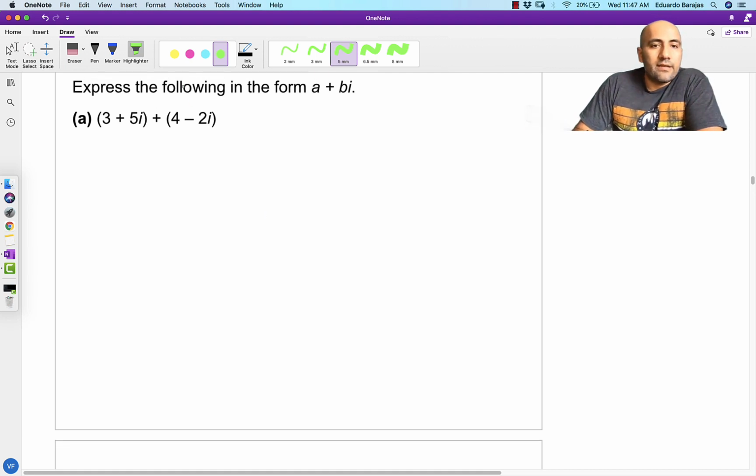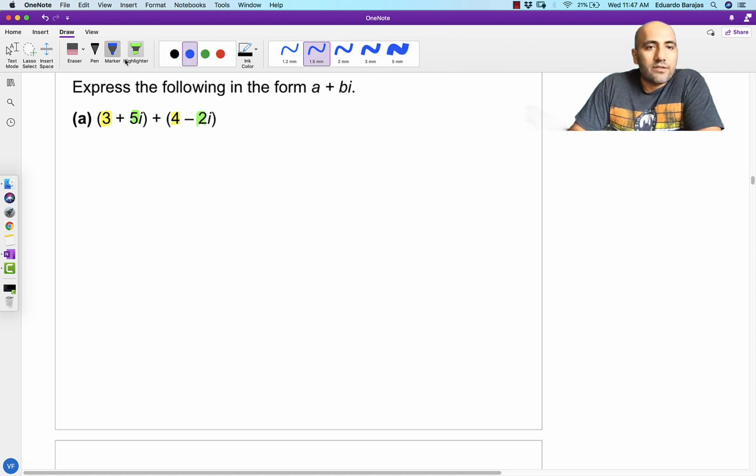Let's do this one. Again, just to really highlight, this is the real part of my complex number. This is the real part of this complex number. This is the imaginary part of my complex number. And this minus 2 is the imaginary part of this complex number. So I do definitely have one complex number plus another complex number, the summation of two complex numbers. So how do we do this? We don't need to FOIL. Foiling is for multiplication. All we have to do is add it up.